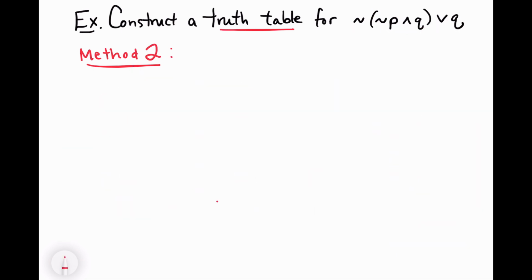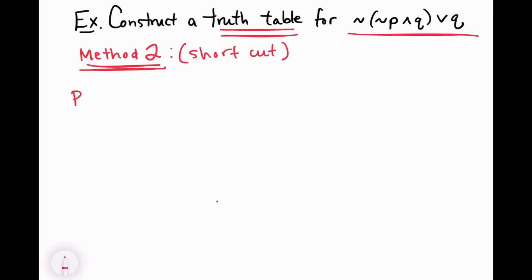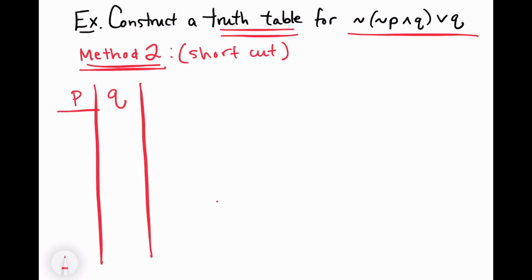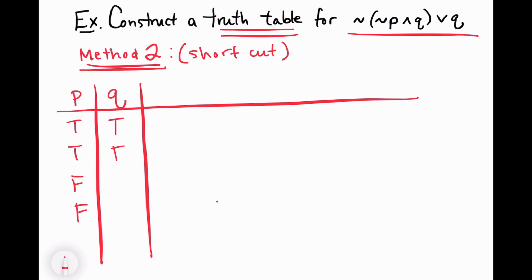So let's do the same example. We're going to construct a truth table again for this same statement, but we're going to use method 2, which I would say is more of a shortcut. So let me show you how to do that. So I'm going to start with the same two columns that we always start with for a compound statement with two simple statements. True, true, false, false, true, false, true, false.